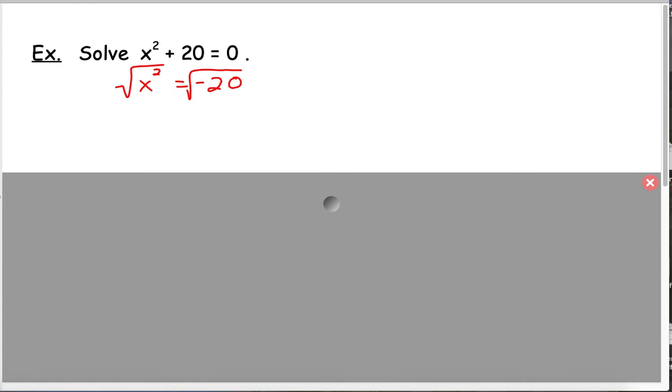The square root of x squared is the absolute value of x. And the square root of negative 20, think of it as square root of 20 times square root of negative 1. And the square root of 20 I can simplify to 2 root 5. And the square root of negative 1 is i. So therefore, x is going to equal plus or minus 2 root 5 i.